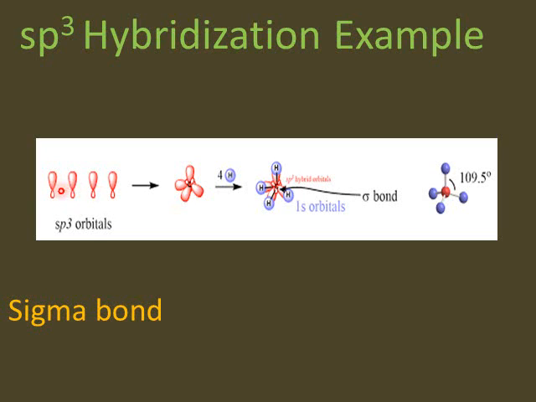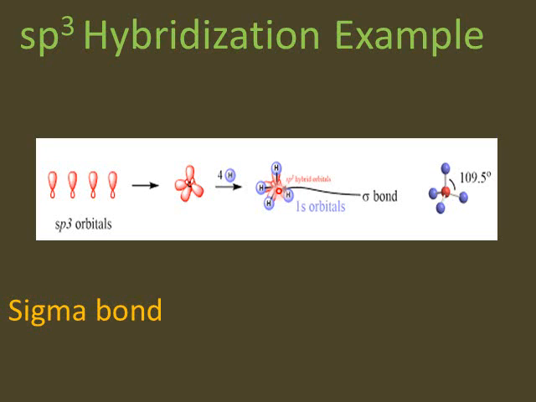These hybrid orbitals of carbon have 1 electron in each. So in totality, they have 4 electrons: 1, 2, 3 and 4. So they will form bonds with 4 other atoms. And in the case of methane, those 4 other atoms are hydrogen atoms. So now 4 hydrogen atoms will come and form bonds with the 4 hybrid orbitals of carbon.